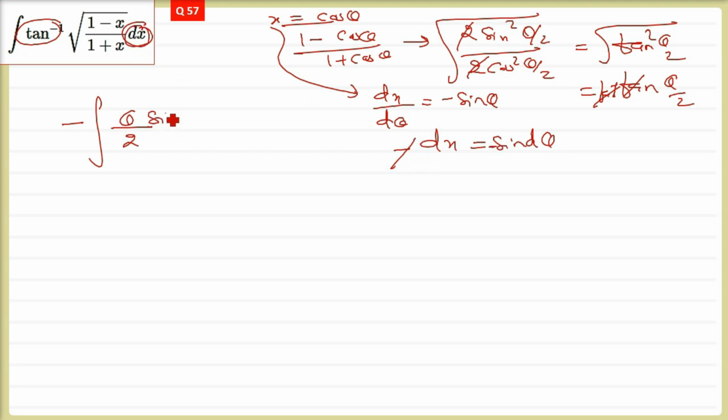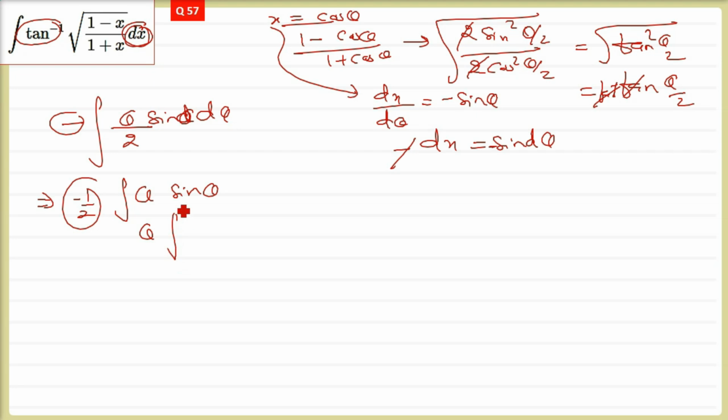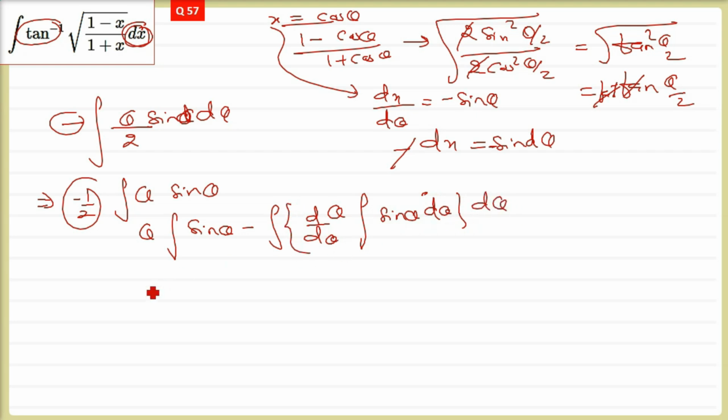So minus, I am taking outside, sine theta d theta. This negative half you can take outside, and you need to integrate theta sine theta. It's quite easier for you. Theta sine theta is straightforward. So this will be theta times the integration of sine theta, minus the integration of d by d theta of theta times the integration of sine theta again, and then the final multiplication of these two will again be integrated.